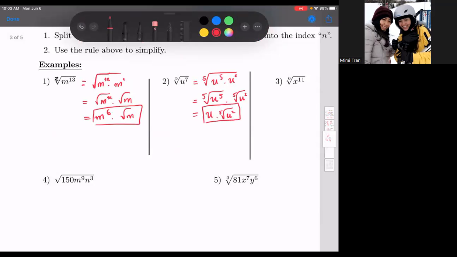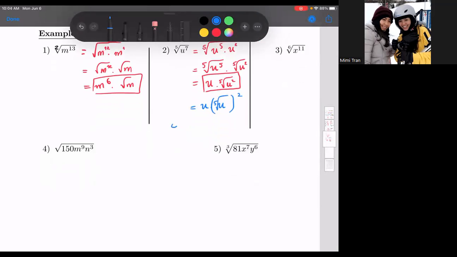Now, can you change that instead of the 5th root of u squared? Yes, you can write it as u to the 5/2, or you can do u times the 5th root of u squared, with the root outside like that.